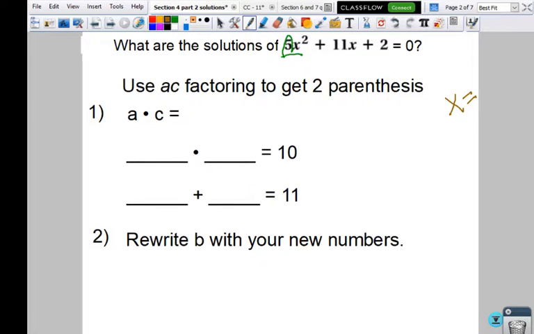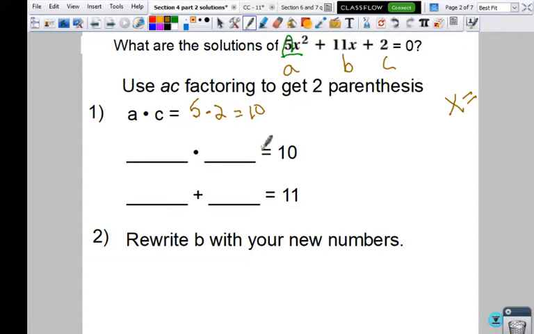AC factoring, our first step is doing A times C. So Luis, what's A, what's B, what's C? A is the x squared thing, right? Yep, that's A. What's B? B is 11. Yep. And C is 2. So we're going to do A times C, which is 5 times 2, which is 10.